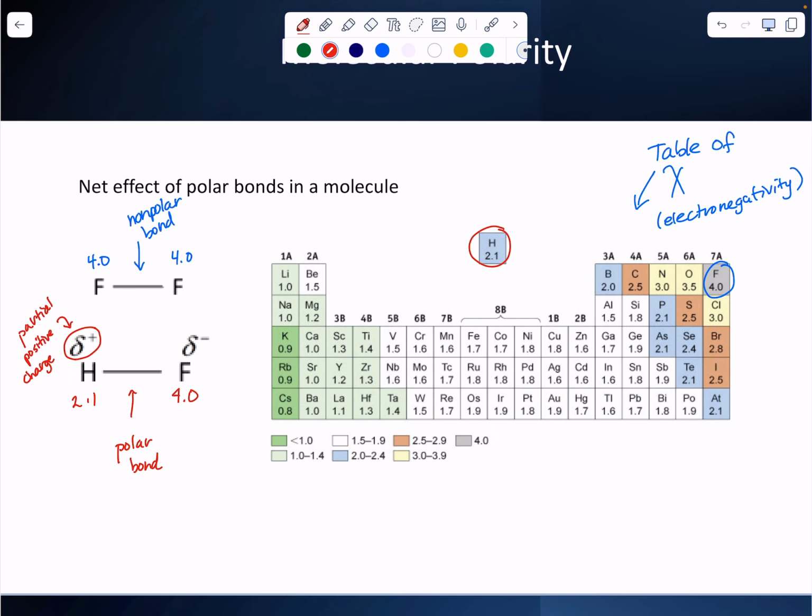And your fluorine with a partial negative charge. So anytime you see those little lowercase deltas, that means partial charge, and partial charge means if I were to look at the charges on these atoms, it wouldn't be +1, -1, it would be something like plus 0.8, minus 0.2 or something like that. So it's something that's not an integer number. It's a fraction of a charge.